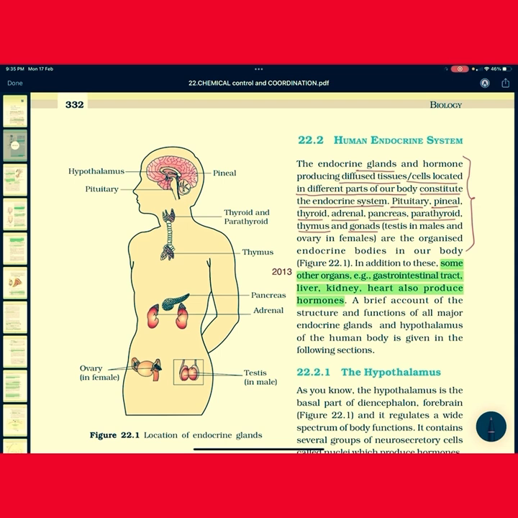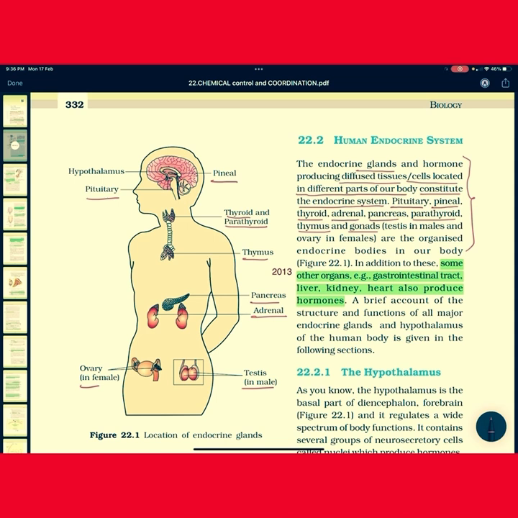Organized endocrine glands, as you can see in the diagram, are the pineal gland, pituitary gland, parathyroid gland, thyroid gland, thymus gland, adrenal gland, pancreas, and testes and ovaries. Right? So what is the meaning of organized and unorganized? Organized endocrine glands do only the hormone secretion function. They have that single role: hormones are synthesized and released. That is called organized endocrine glands.